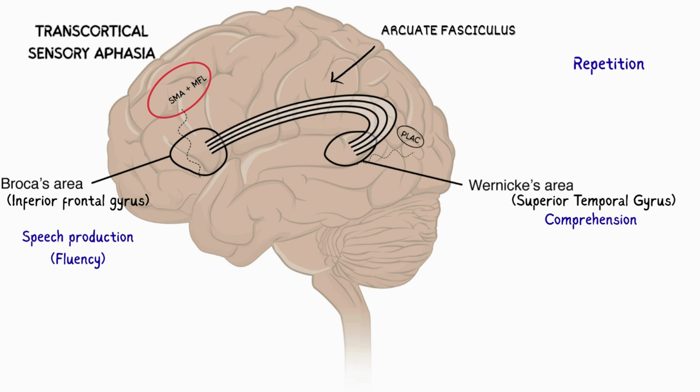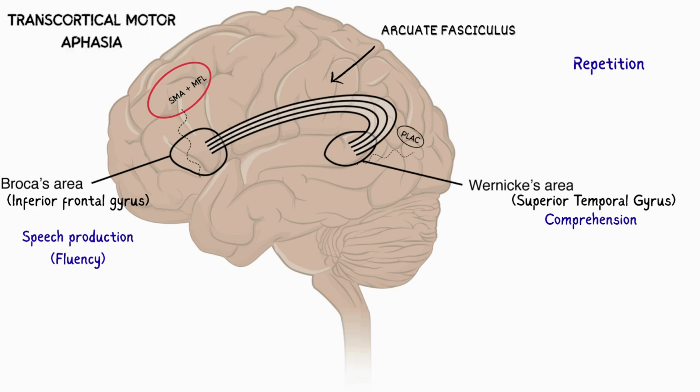As I said, there is an area posterior to Wernicke's area called the posterior language association cortex. It is crucial for attaching meaning to words, so it has a role in comprehension. A lesion here could lead to transcortical sensory aphasia, where fluency is intact as Broca's area is normal. Repetition is intact because the Wernicke's-arcuate fasciculus-Broca's axis is unaffected, but comprehension is impaired because Wernicke's area is losing one of its associated areas that it requires for comprehension.